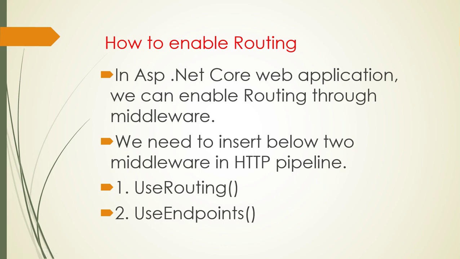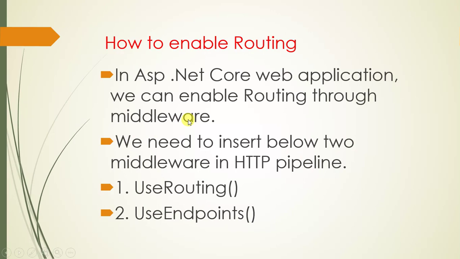In this video, we will learn how can we enable routing in ASP.NET Core Web API application. We discussed in our previous videos that the request will travel through HTTP pipeline. It means we need to insert some code in HTTP pipeline. If you are adding any code in this pipeline, that is middleware. We can enable routing in ASP.NET Core by using middleware.